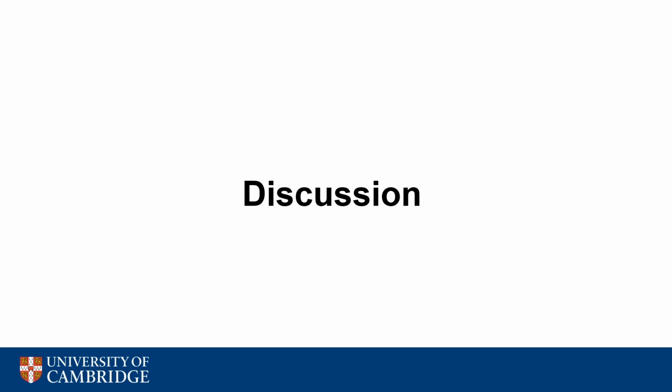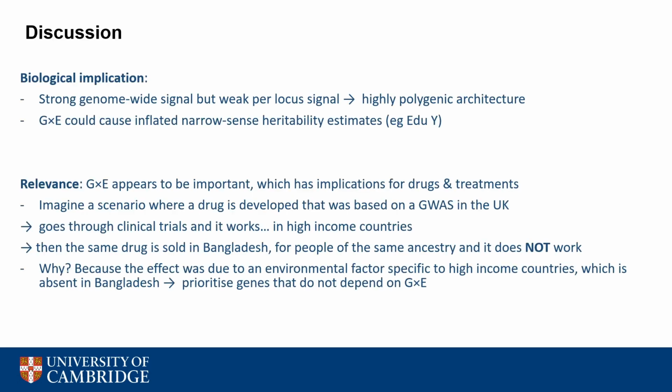Finally, some points of discussion. In terms of biology, the main finding of this study was that our results indicate a highly polygenic architecture of GxE effects. This was suggested by the finding of a relatively strong variance component effect combined with a much weaker signal on the per locus level. So this implies that the individual interactions are likely to be highly numerous, but with very small effect sizes.